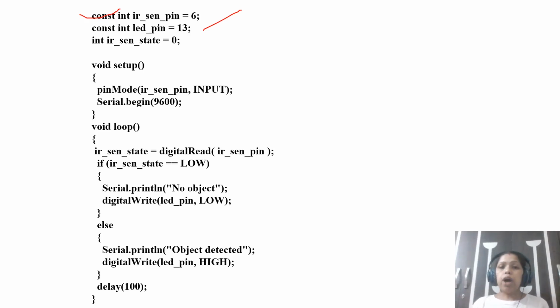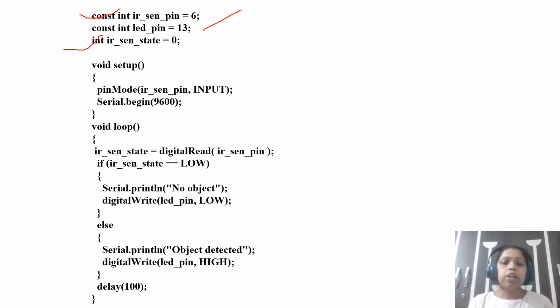I want to store the IR detector value in a variable, and why, we will discuss one by one. So I am writing a variable named int IR sensor state. What is the IR detector state? I want to store that in one variable, so int IR sensor state is equal to 0.